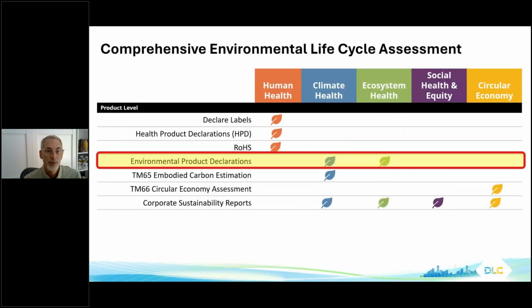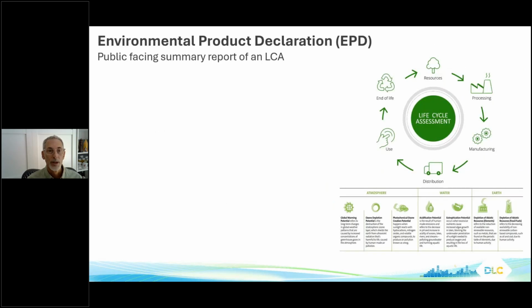Okay, moving on to environmental product declarations. Here we're talking about a report that summarizes the results of a full luminaire life cycle assessment. So again, the environmental product declaration is a public facing summary report of the results of a life cycle assessment.